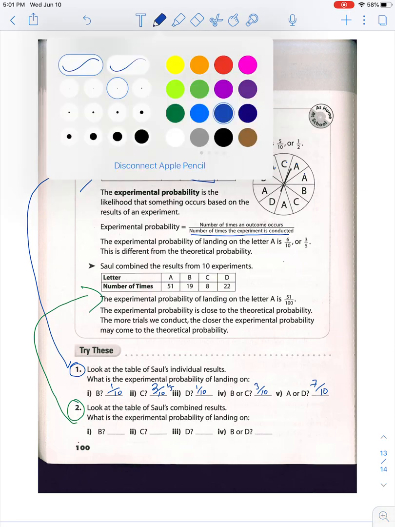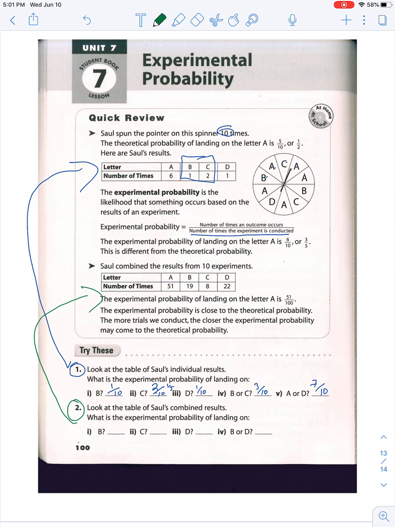All right, next we have to look at the combined results. What is the experimental probability of landing on each of them? So they told us that there is 100 in total. Also, if you were to add them up, you would quickly get 100. So we know the denominator is 100, because that's how many times it was conducted. How many times will it land on B? This is so easy, 19. C should be 8. D should be 22, and then B or D would be 19 plus 22, which is 41. Okay, there you go.